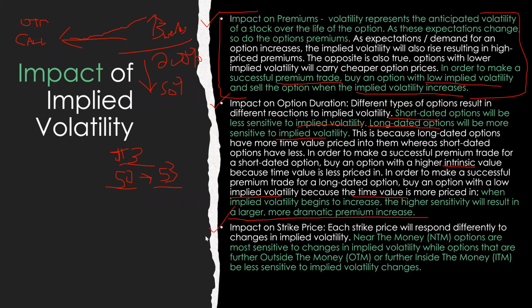The last thing IV impacts is your strike price. All right. Each strike price responds differently to the change in IV. In reference to that, near the money options are the most sensitive to changes in IV, while options that are further OTM or further ITM, in the money, are less sensitive to these volatility changes. That's usually because they're already very, very high or very, very low, where near the money is kind of not really figured out where to go yet. Does that make sense? He's kind of figured out, hey, I'm done with this swing. I'm good. Whereas out of the money and in the money are still trying to, they're sitting at the ceiling and the floor. So there's a lot of room to go.